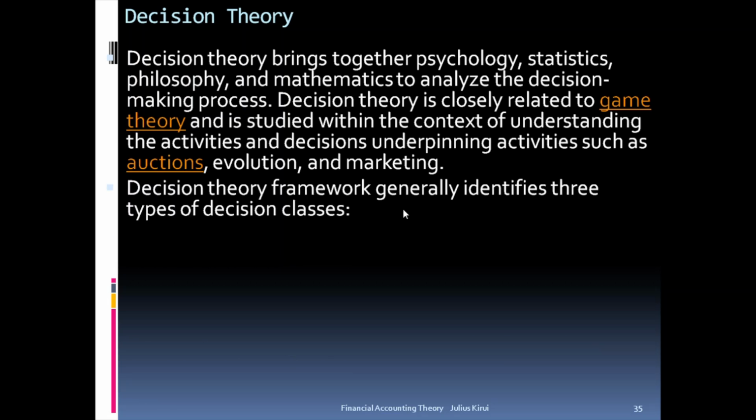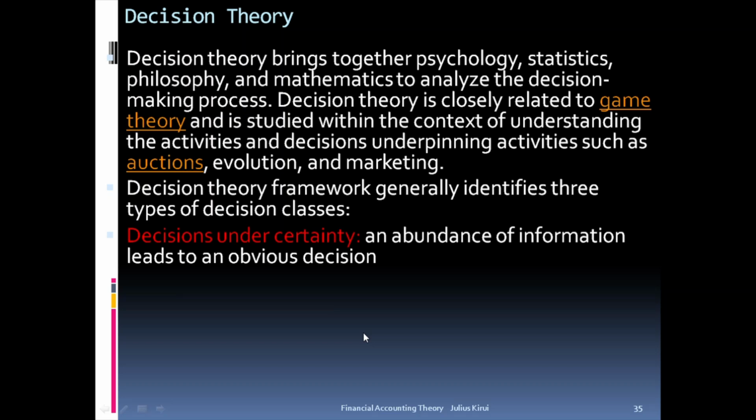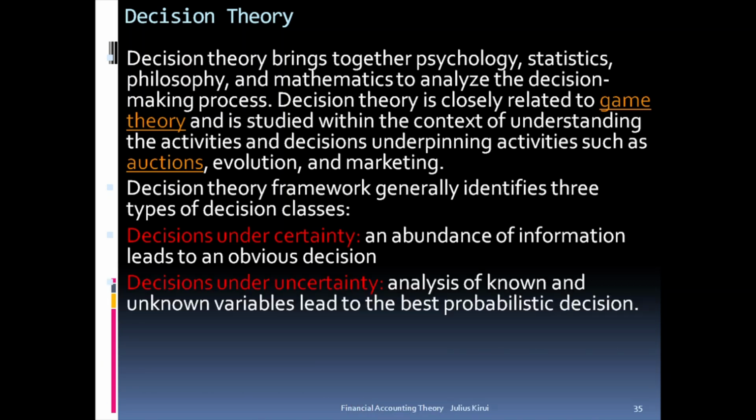Decision theory framework generally identifies three types of decision classes. These are the classes that we will have in the decision. One is decision under certainty. An abundance of information leads to an obvious decision. So you make decision on the basis of the information you already have. You have sufficient information. Number two, decision under uncertainty. Analysis of known and unknown variables leads to the best probability decision. So you make decision on the basis of what you know and what you don't know. At the end, you give the best decision.